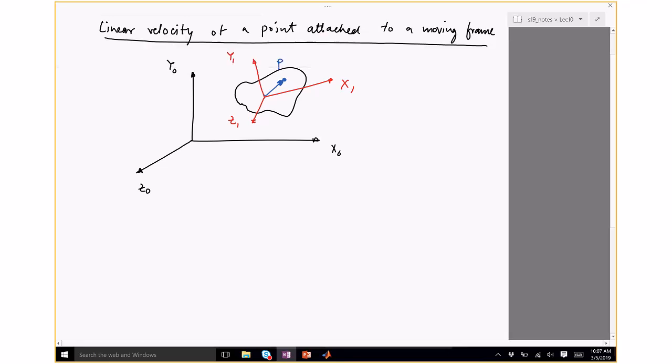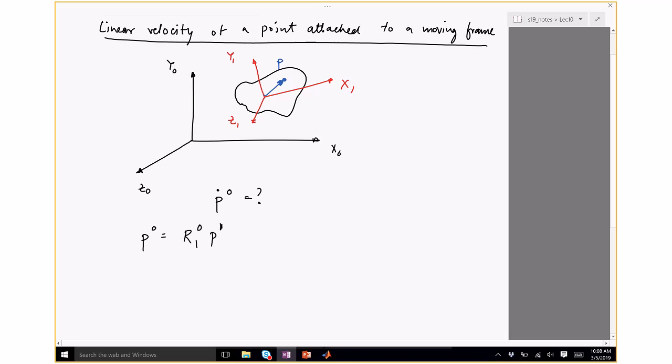Okay, so there is a rigid body which I've shown in the frame. It is rotating, and there's a point P on the rigid body, and our goal is to find the velocity of this point P in the global frame x0, y0, z0. One way to do that is to write a relation between p0 and p1.